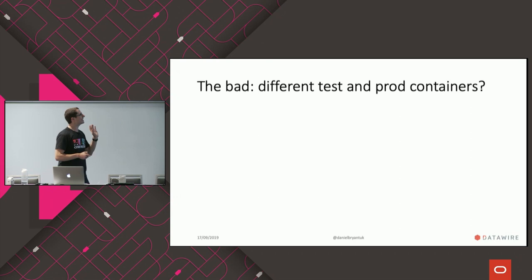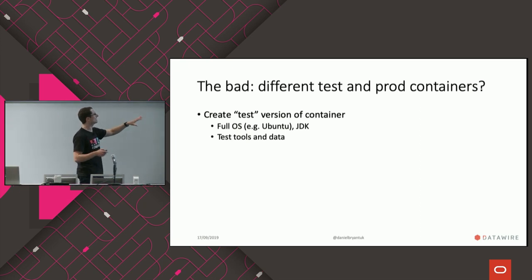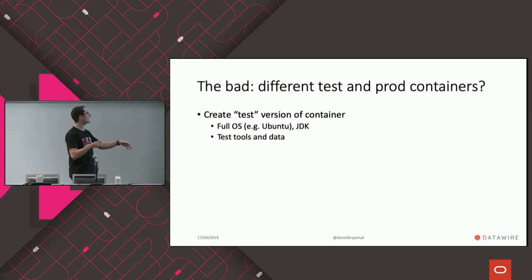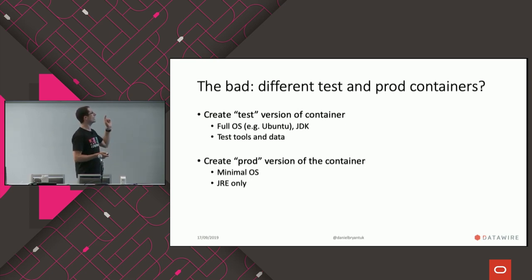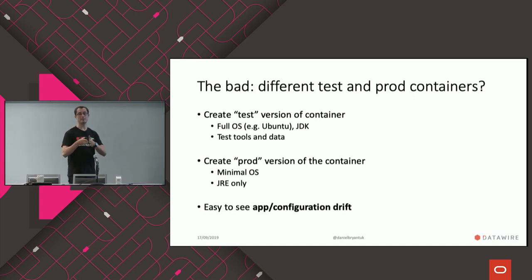The real anti-pattern I'm seeing is the differences between test and prod containers. I've seen some folks create a test version of a container, full OS, JDK, test tools, maybe a MySQL in there, or an in-memory data store, and then they go and create a prod version of the container. Good intentions, totally, but it's very easy to see app configuration drift from what you think you're going to deploy and what you actually deploy.